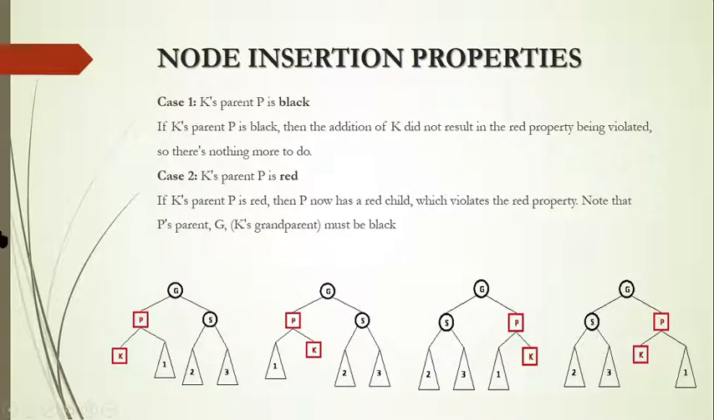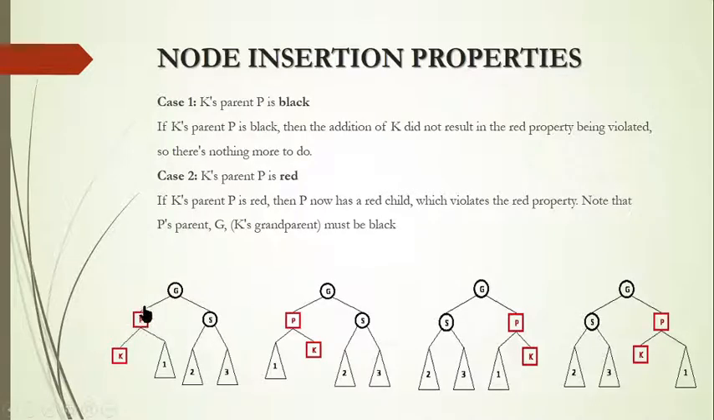So let's see the multiple cases. We don't have so many cases. Like I said, when we have an AVL tree, we have 4 different cases. Here we have only 2 cases. Case 1: if K's parent P is black. I told you K is a new node that I'm inserting.